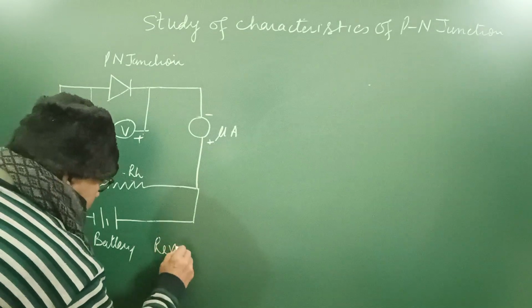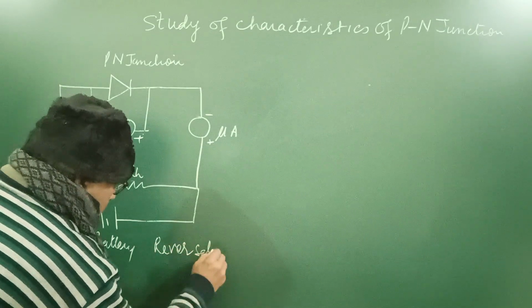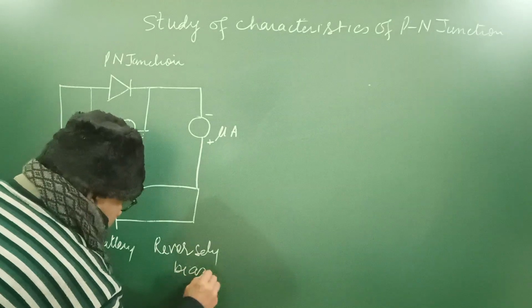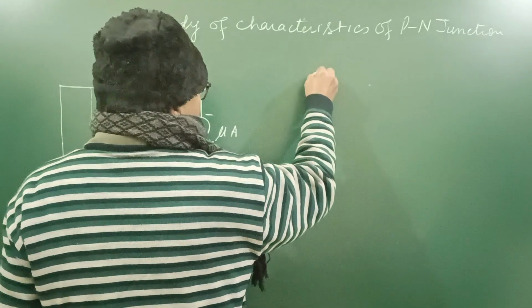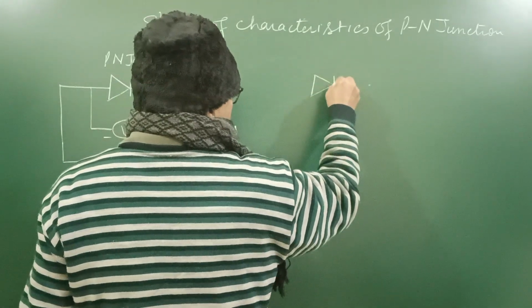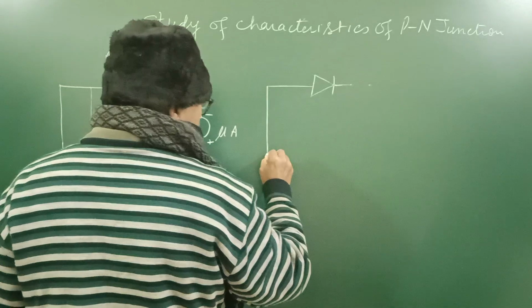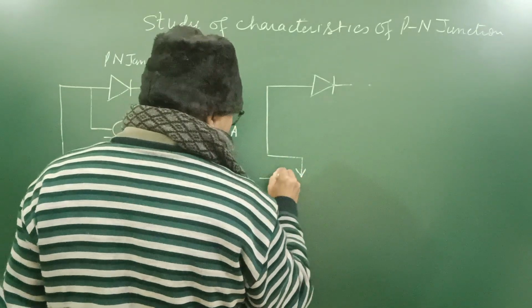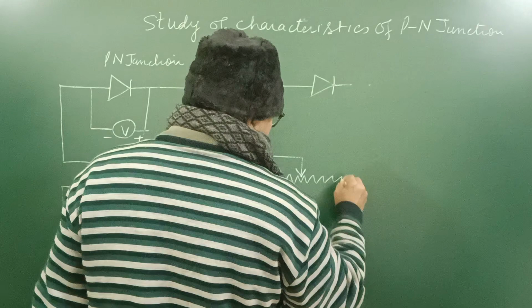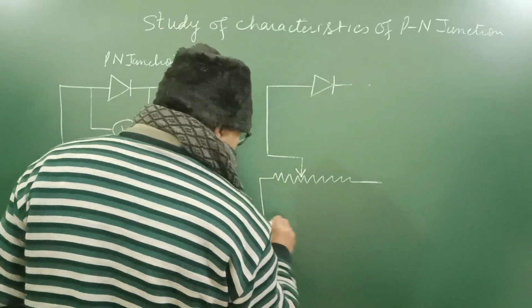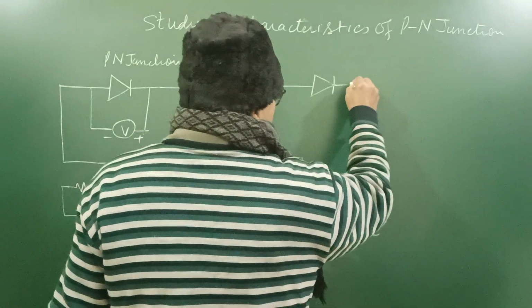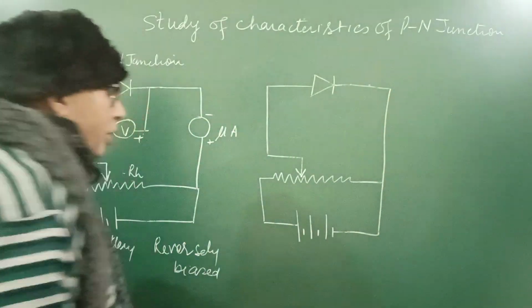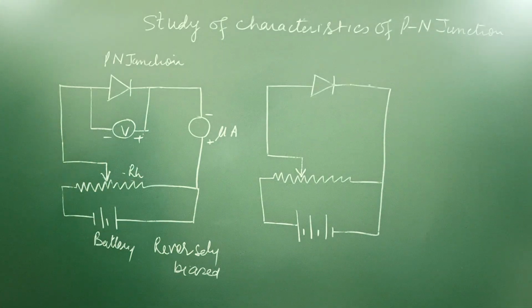Now forward bias, PN junction, rheostat again as potential divider. Now positive terminal of this side. We need only battery of 6 volt, not more than that.